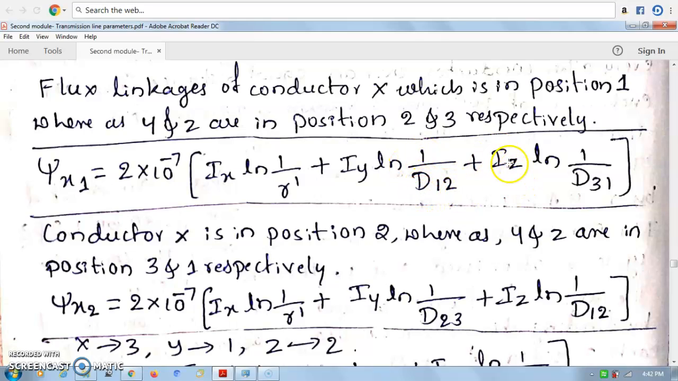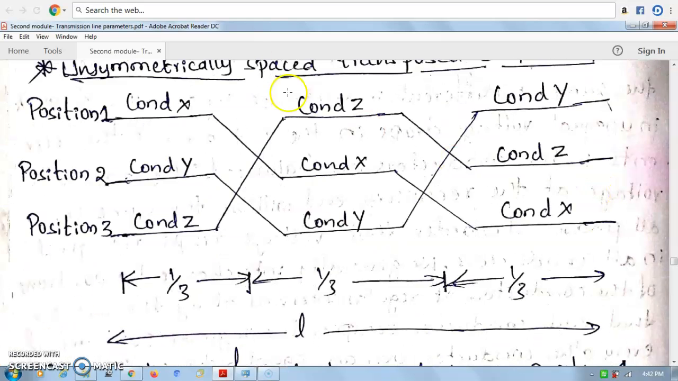Next, due to the Z conductor, that is Iz current flowing through that, produce the flux on the X conductor. The distance between them is D3 1. It is not 1, 3, 3, 1. Okay, 1, 3 is not the order. It is 1, 2, 3. Next 3 to 1. So the order should be 3 to 1. Next, this is the flux of the X conductor when it is at the first position.